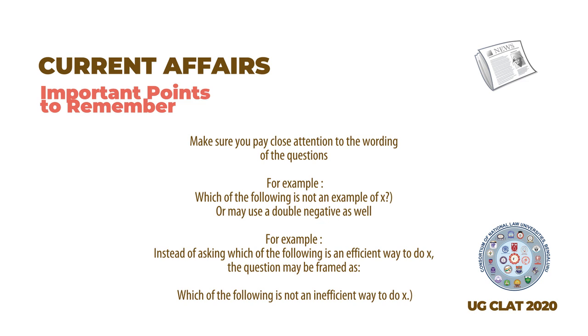As with all the other sections of the UG CLAT 2020, make sure you pay close attention to the wording of the questions. The question setters may be examining your ability to read and follow text closely, and so may frame questions in a negative manner. For example, which of the following is not an example of X? Or may use a double negative as well. For example, instead of asking which of the following is an efficient way to do X, the question may be framed as which of the following is not an inefficient way to do X.